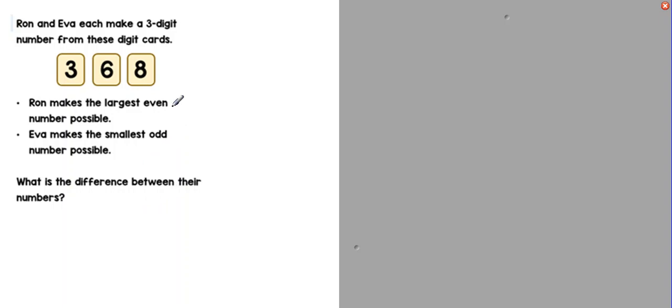The first thing you're going to have to do is create Ron and Eva's numbers. Remember, you've got odd and even numbers. The largest even number must end in either your 6 or your 8, and the smallest odd number must end in your 3, to make it odd. Once you've worked out their numbers, you then need to find the difference. Remember, difference means subtract. You'd subtract the smaller number from the larger number. Pause the video now and have a go.